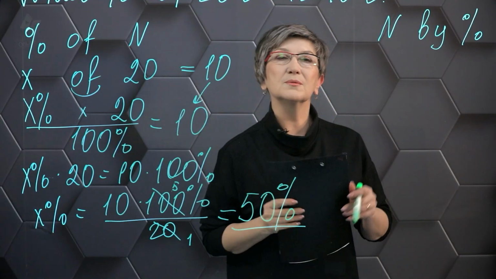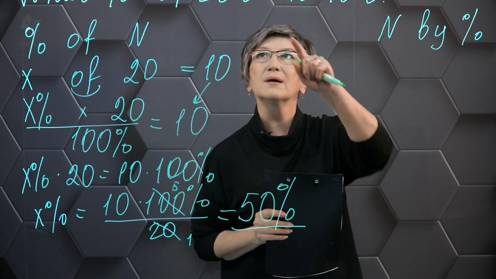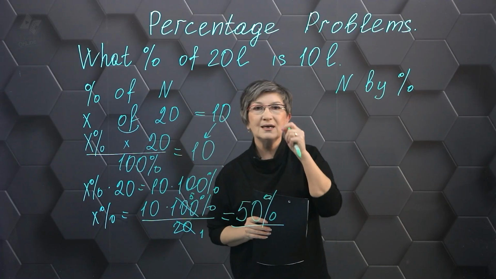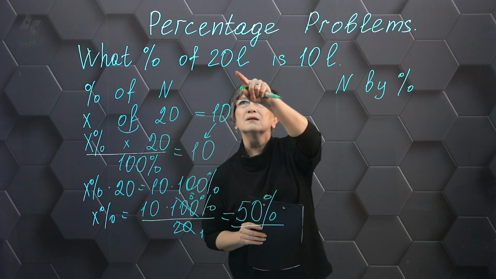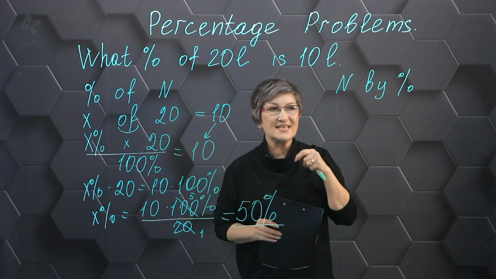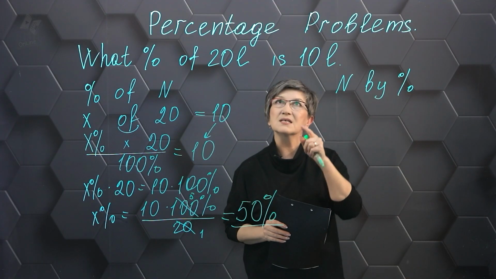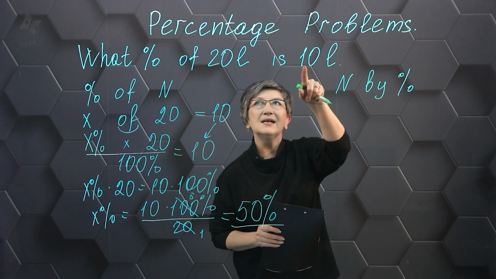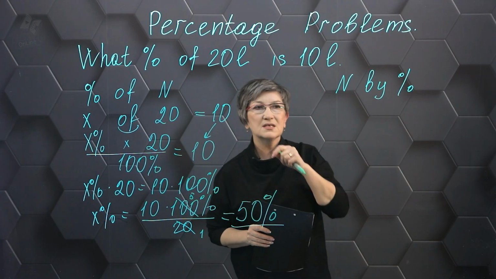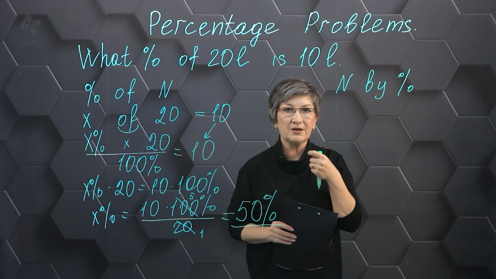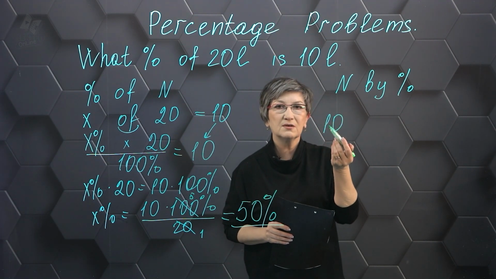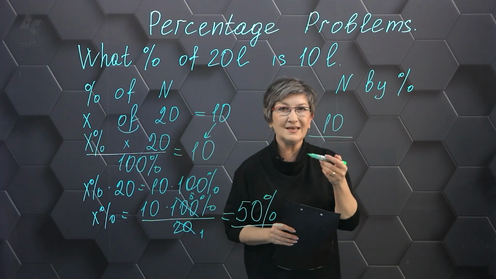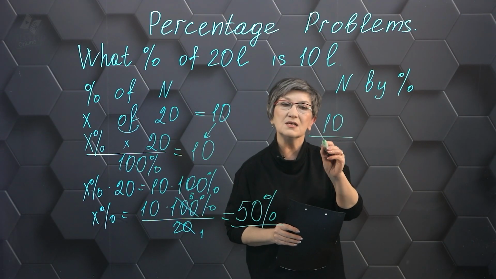And what could that method be? Let's ponder over it once more. So we need to find out what percentage the volume of 20 liters is equal to 10 liters. Note that I stated 10 liters of 20 liters. When we say from, that is 10 liters from 20, what should I put? Or from 20, that is 10.